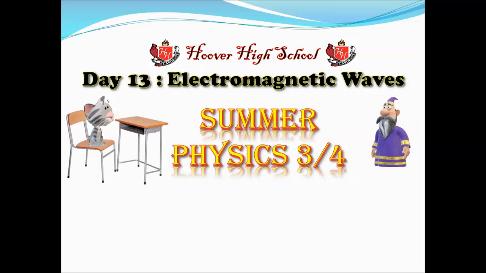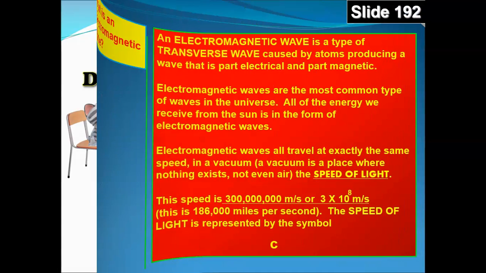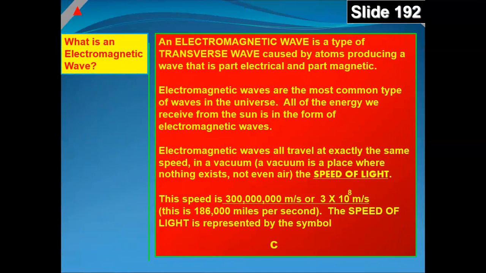So Summer Physics 3-4, this is your day 13 lesson, and it's going to be a brief lesson on electromagnetic waves. So what is an electromagnetic wave? An electromagnetic wave is a type of transverse wave caused by atoms producing a wave that is part electrical and part magnetic. Electromagnetic waves are the most common type of waves in the universe.